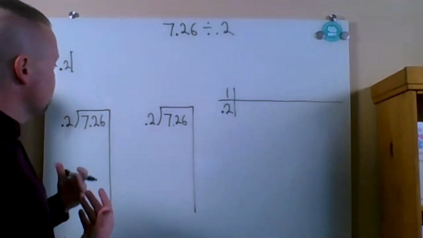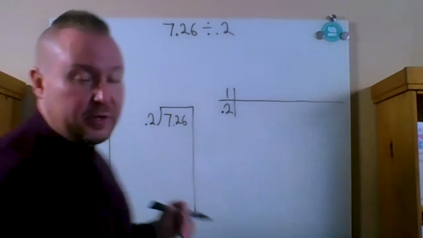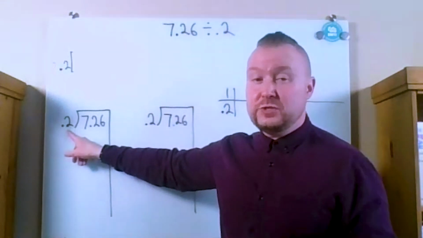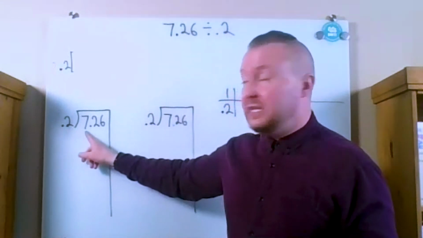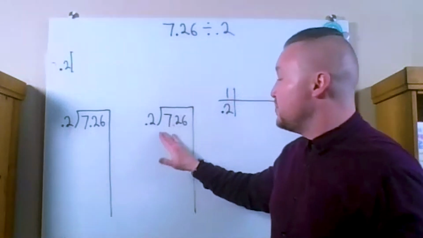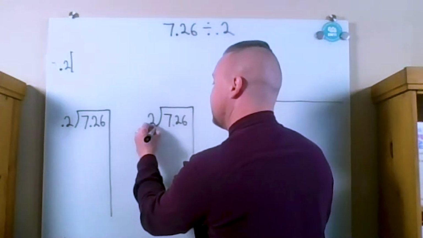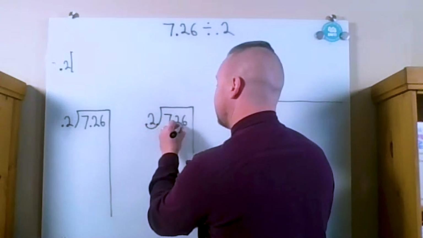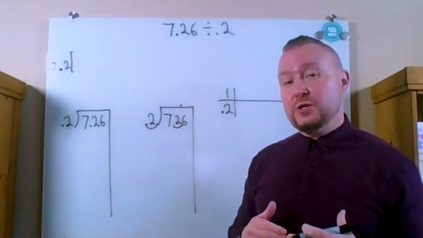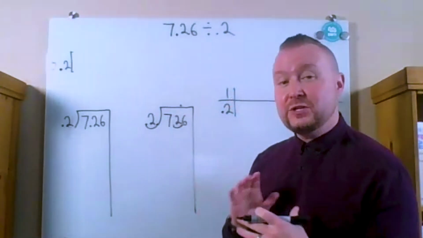So the first thing I'm going to look at is in this partial quotients, I'm going to keep the divisor of 2/10. I'm not going to change it. And I'm going to keep the dividend of 7 26/100 the same. I'm not changing it. In this partial quotients, I'm going to multiply by powers of 10, which is a procedure that you would use in long division as well. And this is going to help us understand why that procedure works.